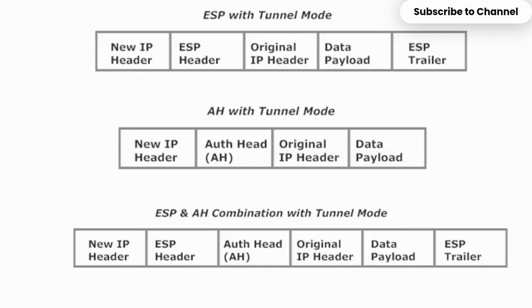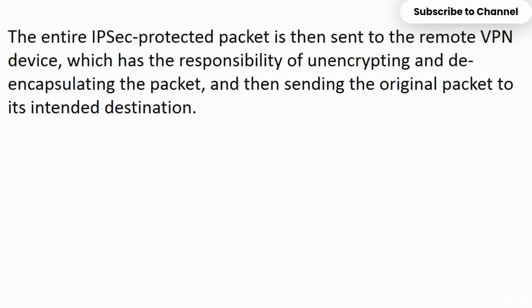Now, AH with tunnel mode, you see the authentication header, the AH, is inserted right in front of the IP header, and there is a new IP header put on as well with the tunnel endpoint addresses. Now, ESP and AH combination with tunnel mode, you can run ESP and AH. They are not mutually exclusive. And if you do that, you see where everything is. The authentication header is put right in front of the original IP header. Then the AH, the original IP header, and the data payload are encapsulated by ESP. And then you've got that new IP header put on the very front. Whew. A lot going on there. So then finally, after all that's done, the entire IPsec protected packet is sent to the remote VPN device. And of course, that device has to unencrypt and de-encapsulate the packet and then send the original packet to its intended destination. Whew. So you can see there's a lot going on there. So that sounds like a lot of overhead.